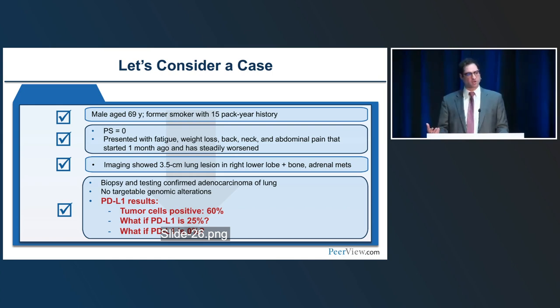As mentioned, we also look at co-mutation status that may be poor prognostic factors, for example, KEAP1 and STK11, also known as LKB1. Also look at things such as tumor mutational burden that we'll discuss further.